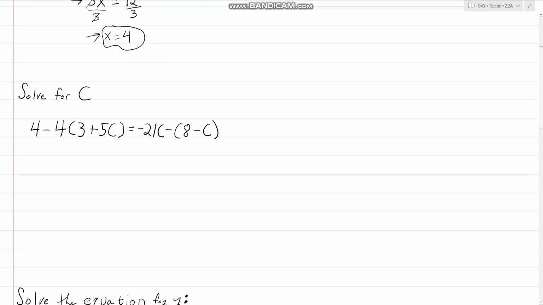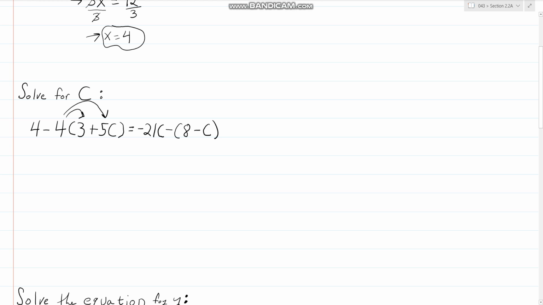For this one, we are solving for c. We want to solve for c. And we have 4 minus 4 times the group 3 plus 5c equals negative 21c minus the group 8 minus c. So there's a lot to be done for this one. Now, we talked about that we want to simplify parentheses first in our order of operations. So I'm going to distribute this 4 like this.